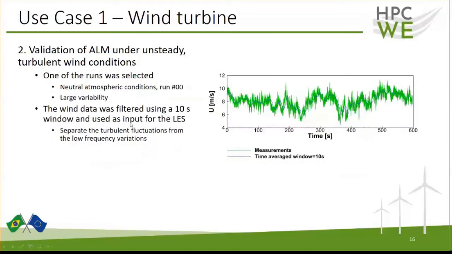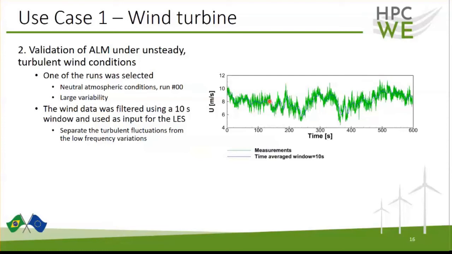Then to include this information in the simulation, one of the runs was selected, this run 0, that shows a large variability of the mean velocity. And this wind data was filtered using a 10-second window, and this time averaged velocity that we are seeing here in the blue line was used as the input for the LES, to separate the turbulent fluctuations from the low frequency variations.